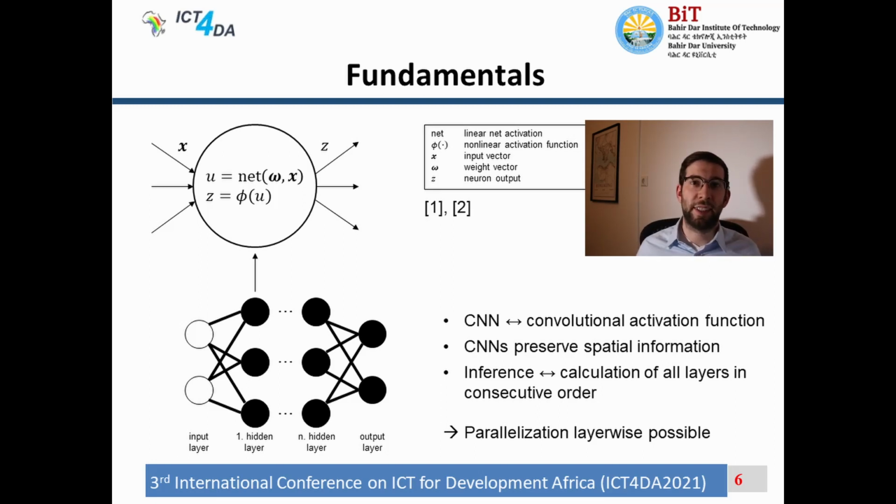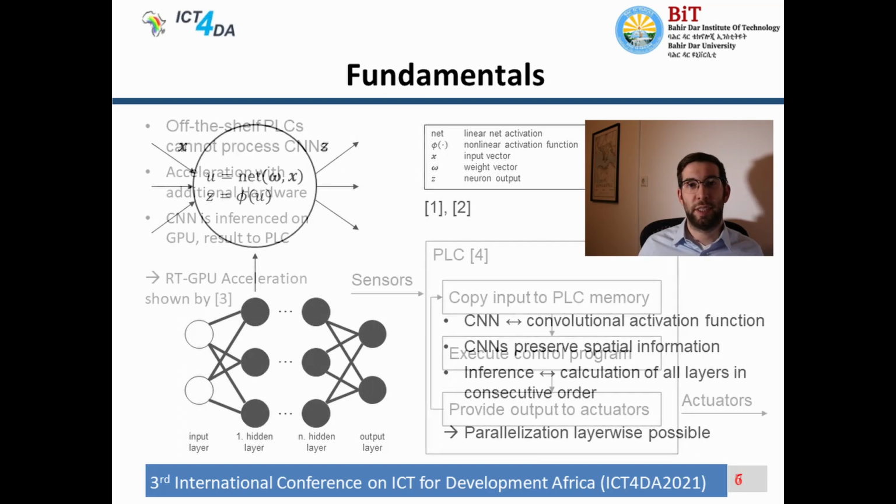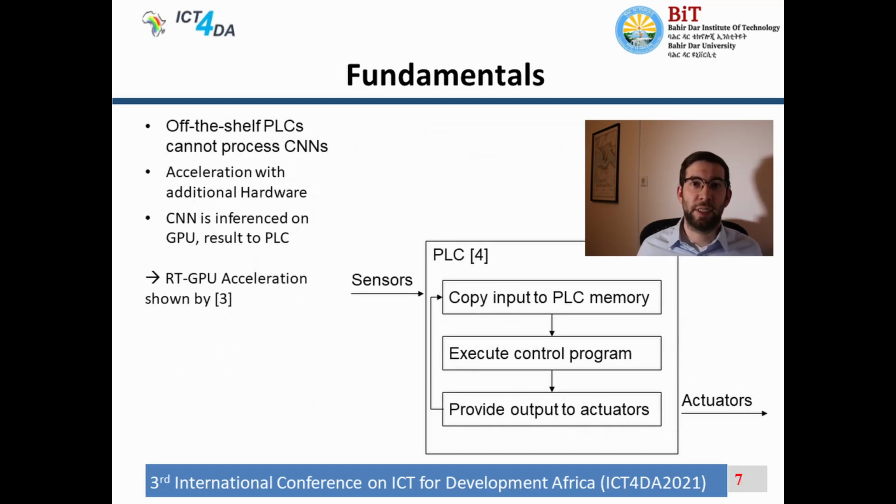Now, as previously stated, we want to use computer vision as the input to a controller. In our case, it's a programmable logic controller, PLC. And a PLC consists of three stages. At first, we copy all input from the sensors to our internal PLC memory. Then, the whole control program is executed. And lastly, we provide output to the actuators, like for example motors. And if this one is finished, we go back to the first one. So a PLC is executed in a cyclic manner.